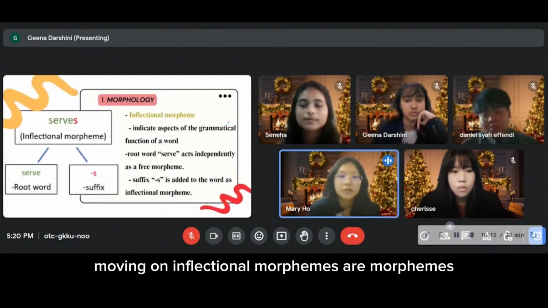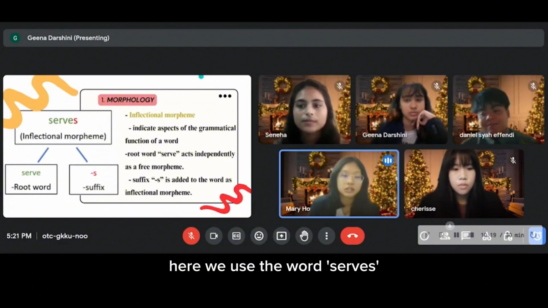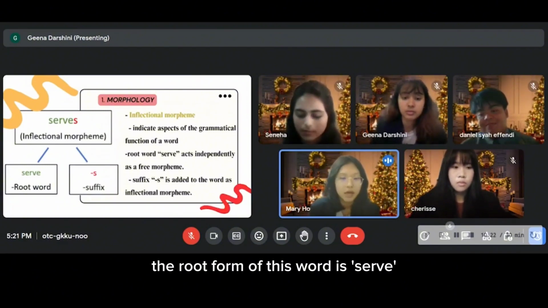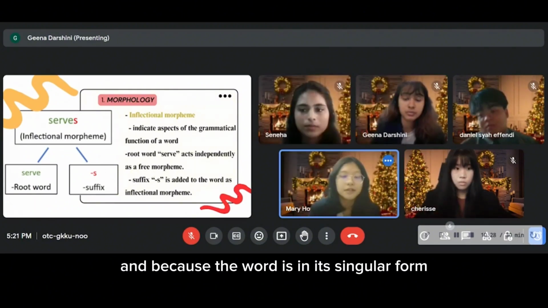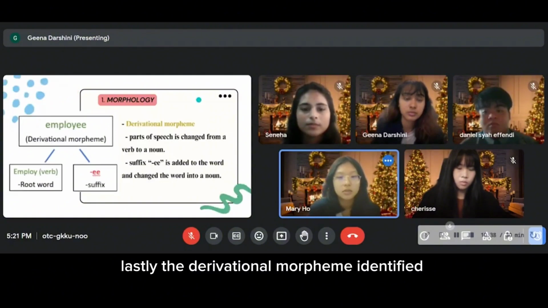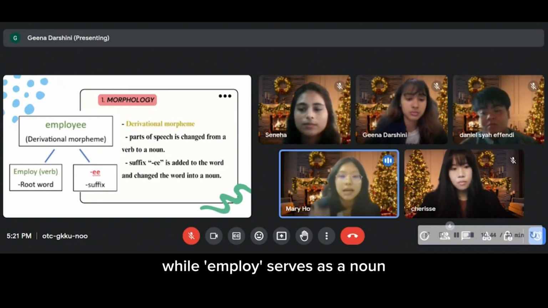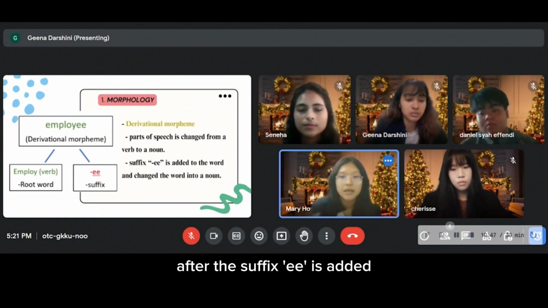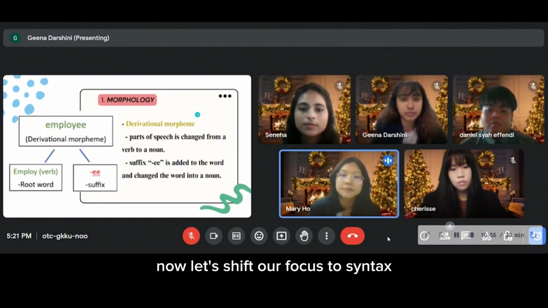Moving on, inflectional morphemes are morphemes that are used to indicate aspects of the grammatical function of a word. Here we use the word serves. The root form of this word is serve, functioning as a free morpheme itself, and because the word is in its singular form, the suffix s, which is an inflectional morpheme, is added. Lastly, the derivational morpheme identified is the word employees. The root word is employ, which is a verb, while employ serves as a noun after the suffix ee is added. We can see that the part of speech for the word employ is changed from a verb to a noun.